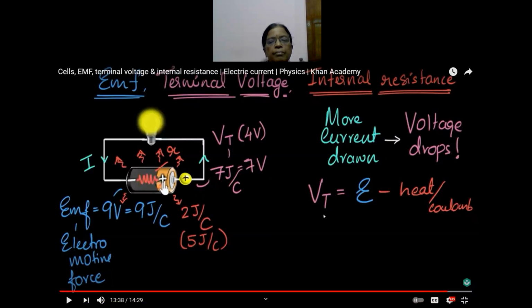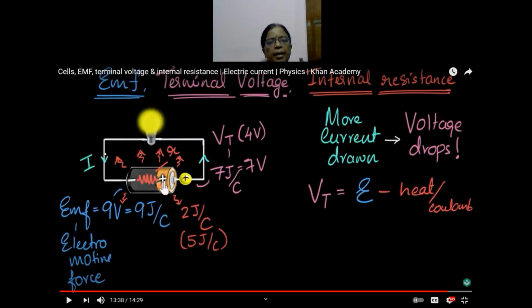Terminal voltage is equal to EMF minus a value. That means heat per coulomb, joule per coulomb. That is the voltage, and that voltage means the voltage across the internal resistance. Now, according to Ohm's law, what is V? V equal to I into R. Here, small r is the resistance. Internal resistance we always denote with the letter small r. Small r is the internal resistance of the cell, and I is the current flowing.